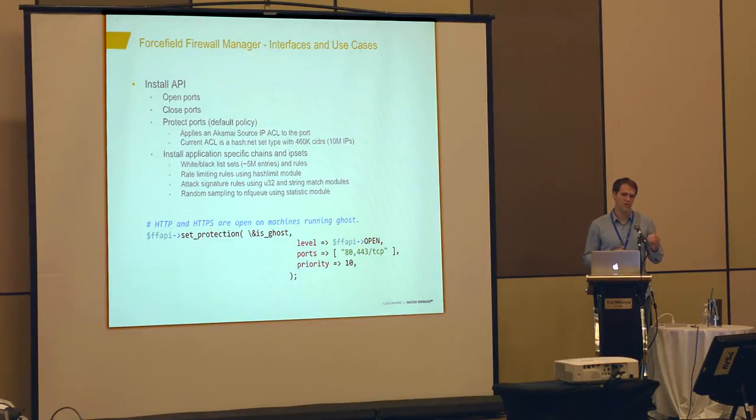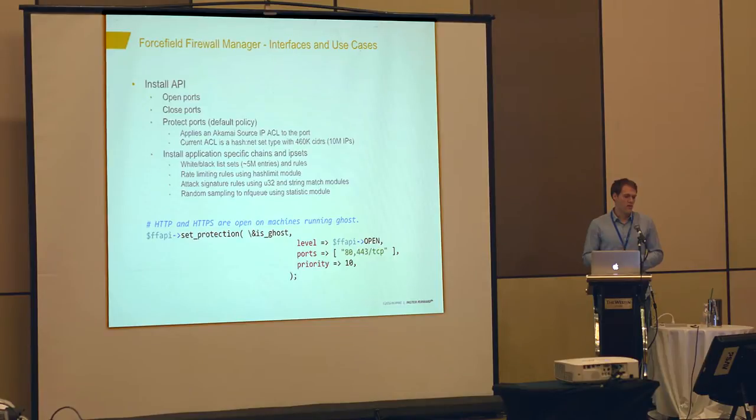Those are the easy abstractions that Force Field provides for users. They can also install application-specific rules in IP sets. Some of the popular use cases that we see are white and black lists. We also see rate limiting, so a lot of people like to rate limit the number of requests going to a certain API, so they will offload that to Netfilter when possible. We also, probably like a lot of other people, put attack signatures into our rules. So any common attack signatures that we have, we put into rules.